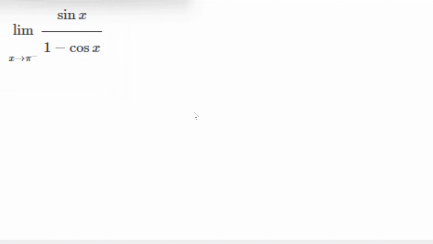All right, 5 minute limit of this one. Oh, and if you can't see because it's really light, this is x goes to pi from the left side. We can do the left and right sides. We don't have to do the whole thing.